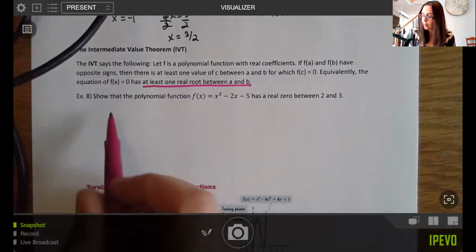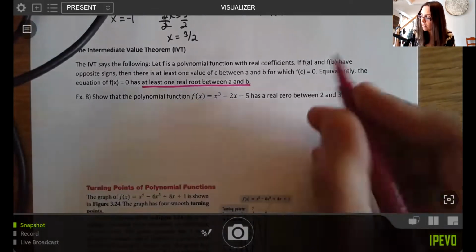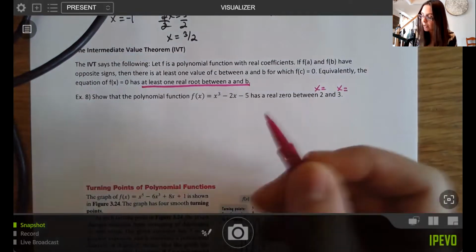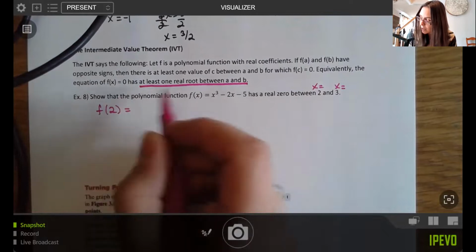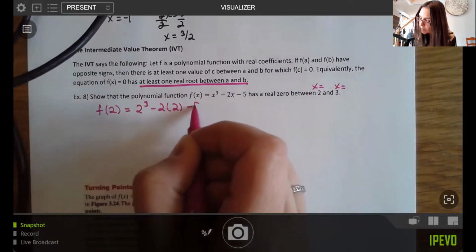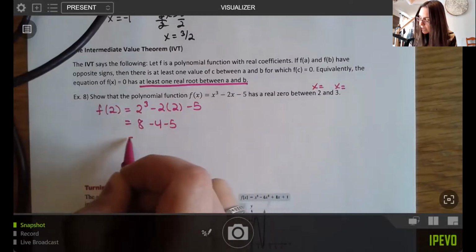So we're going to show that the polynomial function has a real zero between 2 and 3. And this means x equals 2 and x equals 3. So I'm going to plug those values in. When I plug in f of 2, I get 2 cubed minus 2 times 2 minus 5. So I get 8 minus 4 minus 5, which is -1.